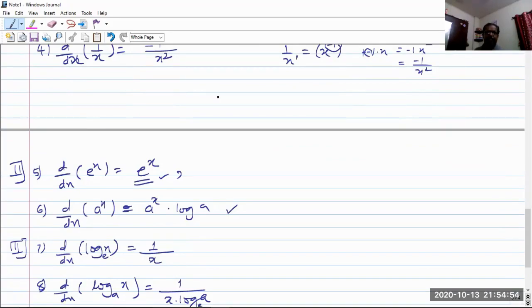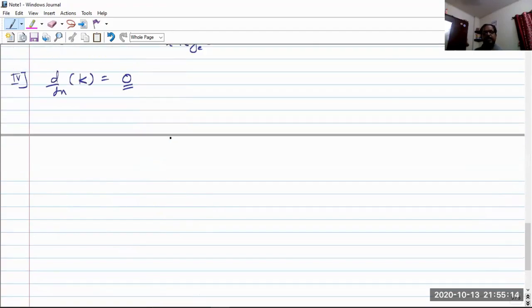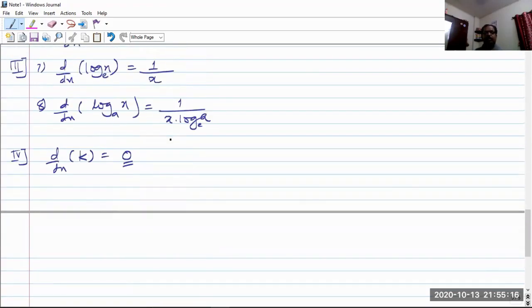So in that case the derivative of 2 will not become 0, but the derivative of 5, which is independent of any other variable, is a pure constant term. So in that case the derivative of 5 will become 0, right? So this is the case here. Derivative of a constant will be equal to 0.